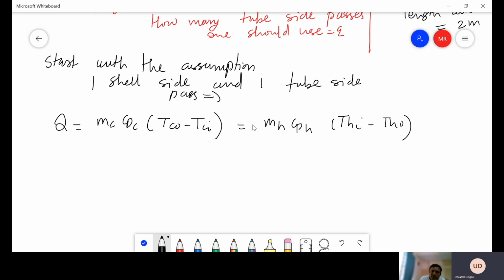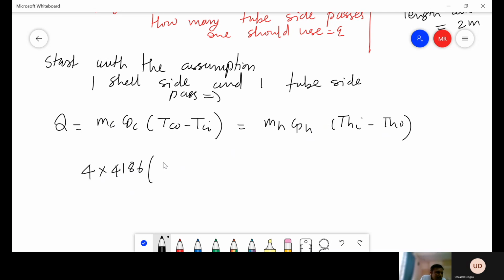Now this mc, Cpc, Tci, everything is known to us, isn't it? Yes, sir. So we can put these values here. mc is 4, Cpc is 4186, that is the specific heat of water. Let's assume that the specific heat of water is constant at 4186 at both temperatures. So Cpc and Cph are the same, in a way.